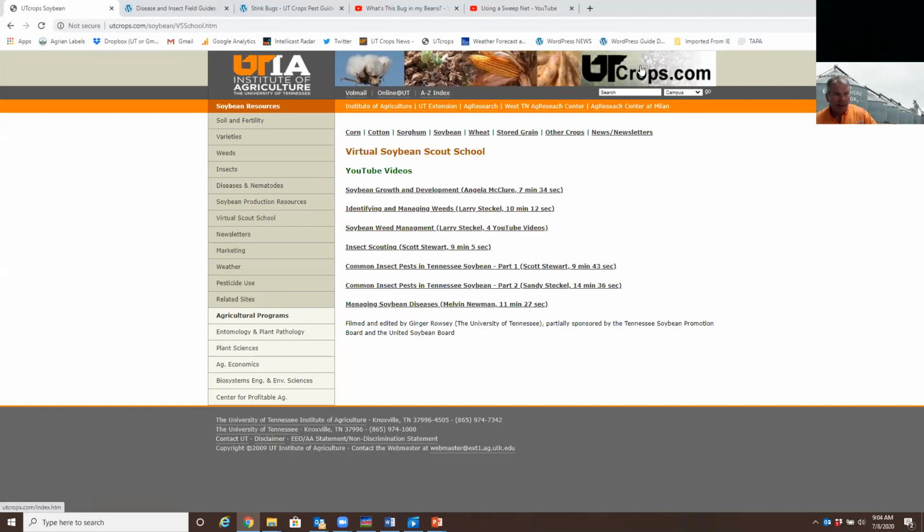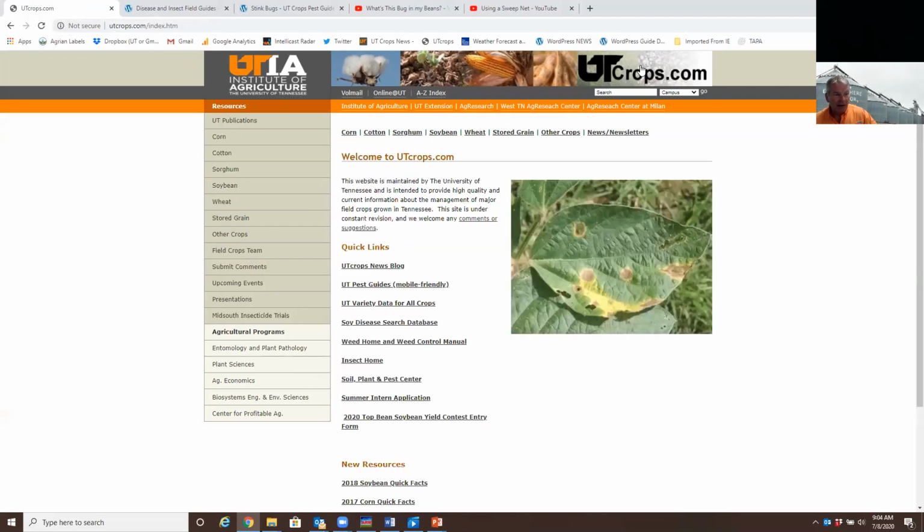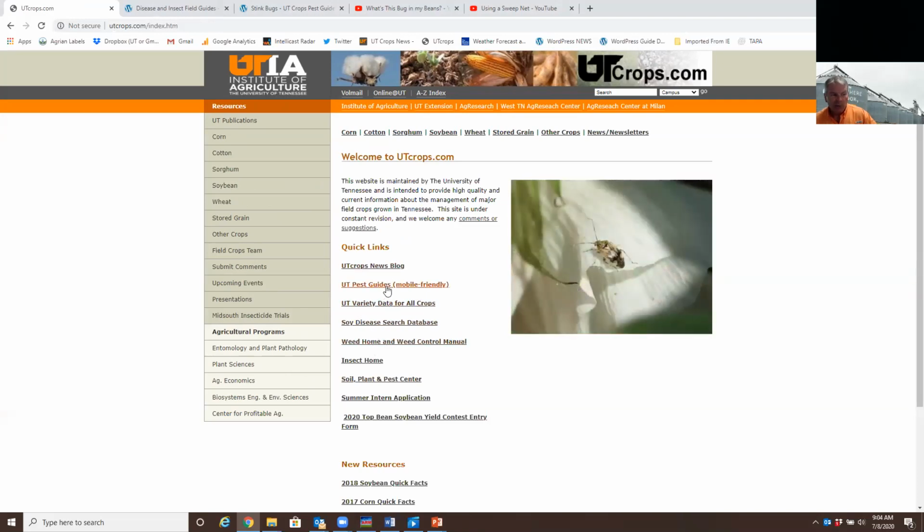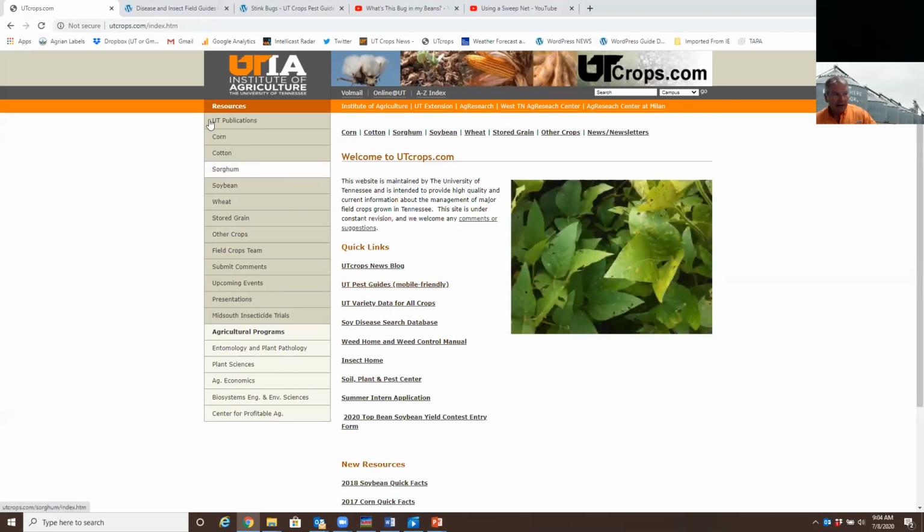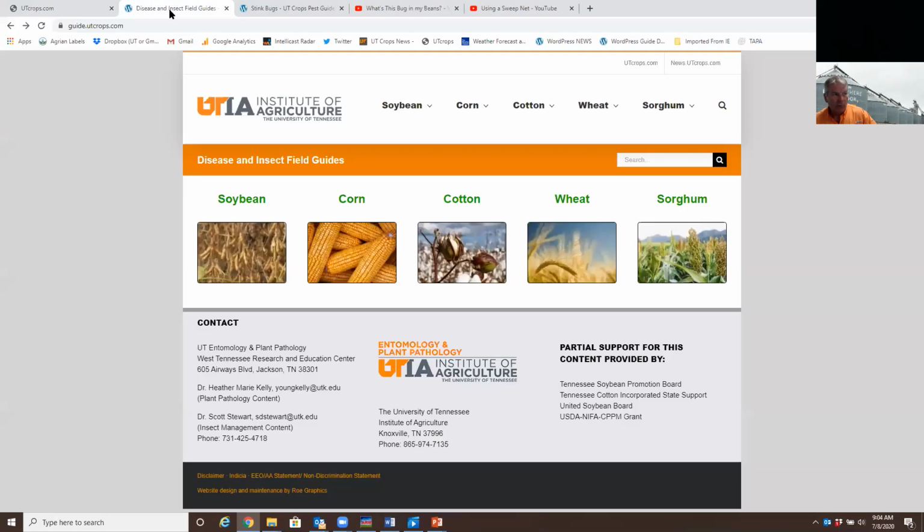I also wanted to point out another resource that we have. If I go back to the main website, utcrops.com, you'll see these links in the center of the page that take you to some of our other web resources. The second one down here is the UT Pest Guides. If I click on that, it's going to take me to a website called guide.utcrops.com as opposed to just utcrops.com.